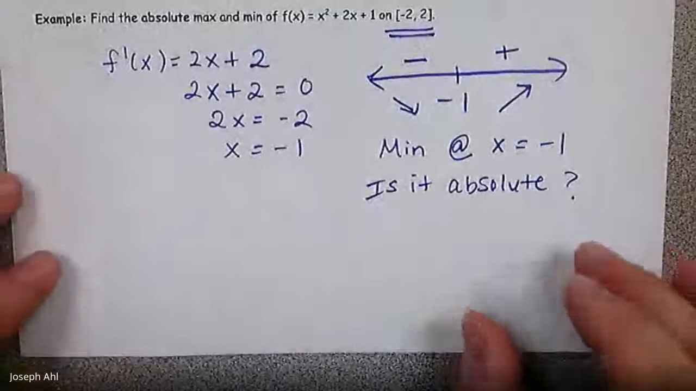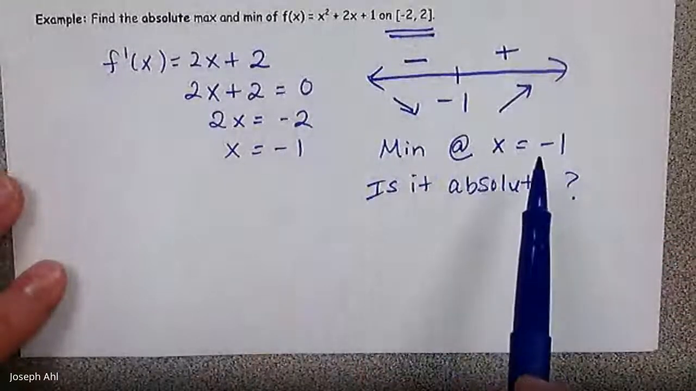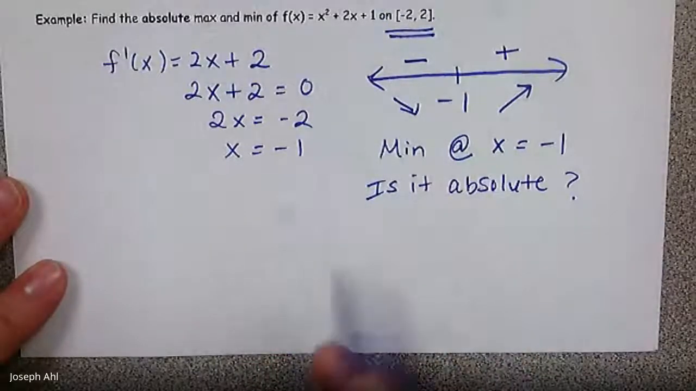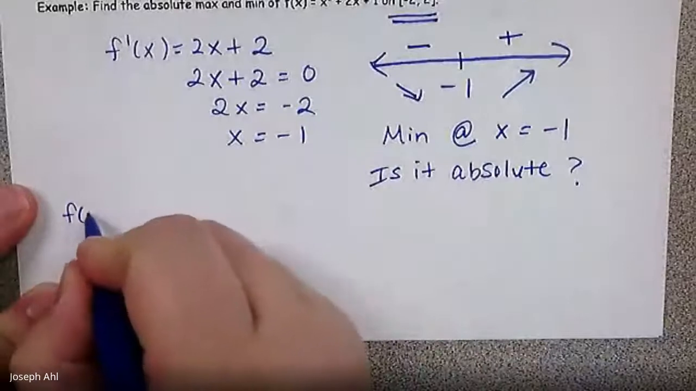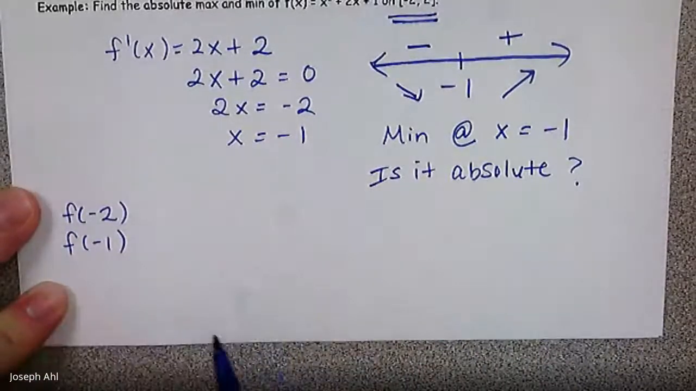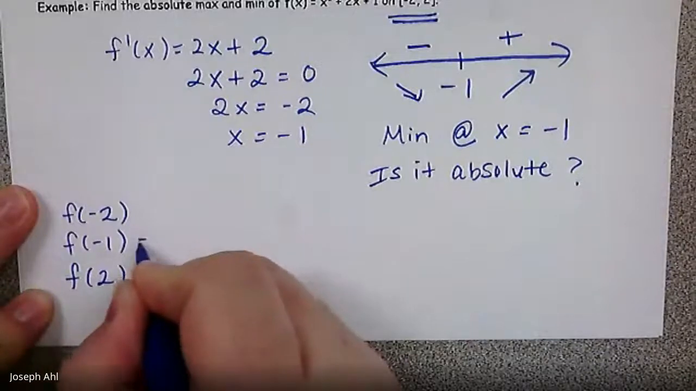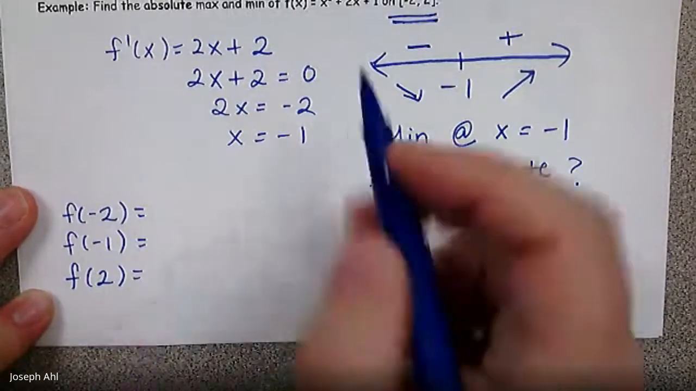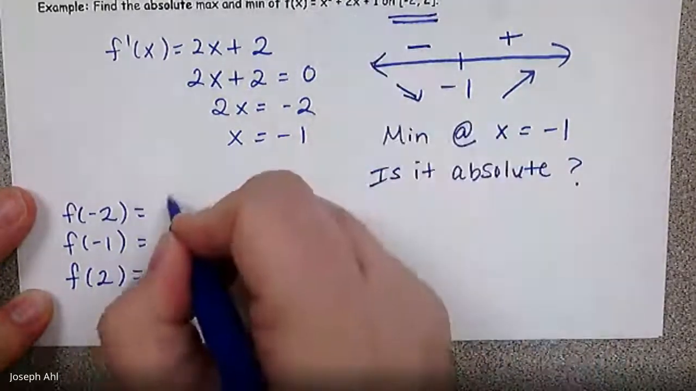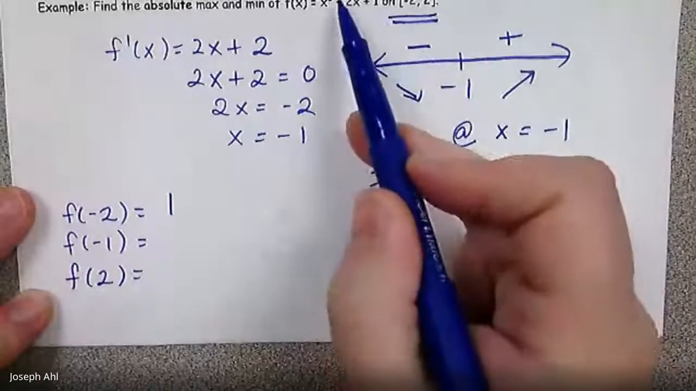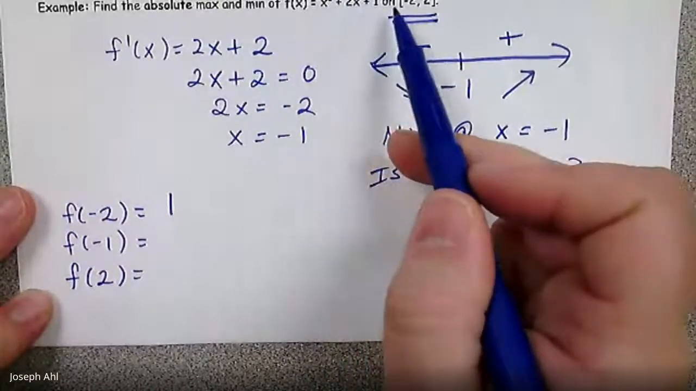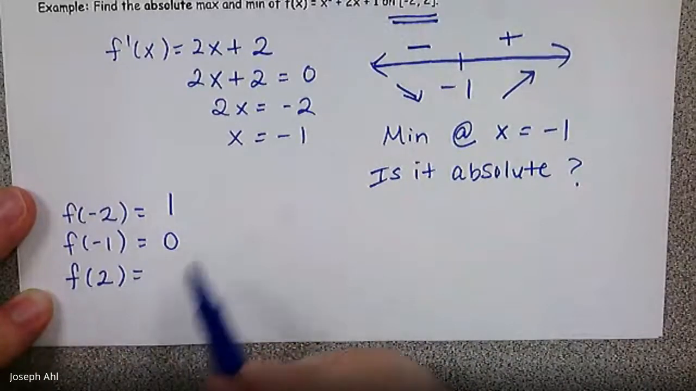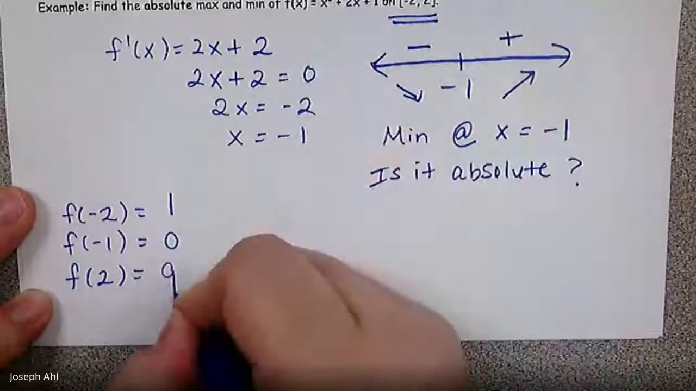Well, what we're going to do is not only test the y value at x equals -1, but we have to test the endpoints of this interval too. Maybe those represent absolute max and min values. So we're going to do f of -2, f of the critical point -1, and then f of +2, and see what those corresponding outputs are. So f of -2, you're going to get 4 minus 4 plus 1, so that's 1. F of -1 would be 1 minus 2 plus 1, which is 0. And then finally, f of 2 would be 4 plus 4 plus 1, which is 9.